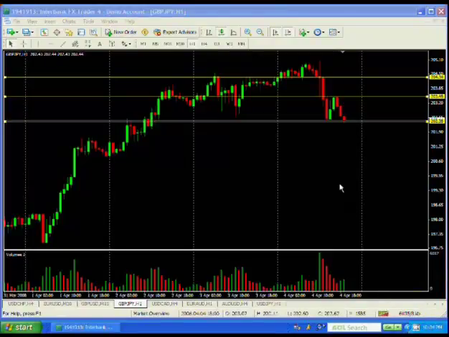But now let's talk about entries a little bit more. So now we come down, we draw our new dynamic support level once this green bar has formed. Then we draw our new dynamic resistance level once this red bar has formed. Now ideally a pre-pivot entry is not bad, because it allows you to keep your stop level very, very tiny.